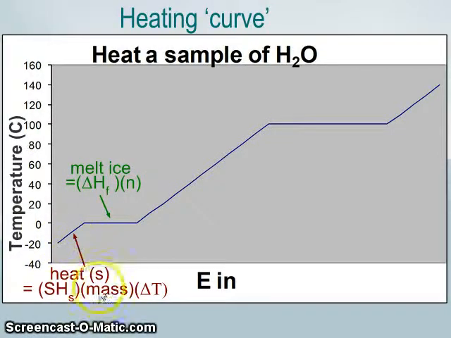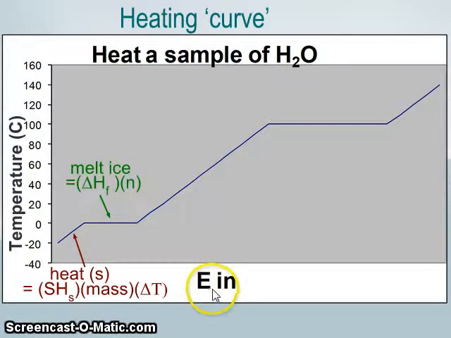When we're calculating the heating part, notice we need to know the mass, the specific heat of the solid, and the delta T. The phase changes are a completely different calculation. We need a delta H of fusion, and it's usually per mole. All right, so now we're here, and we've melted all the ice. Now it's just pure liquid.